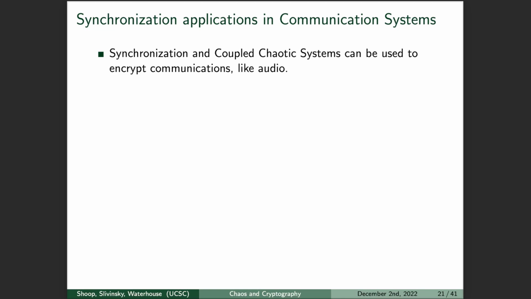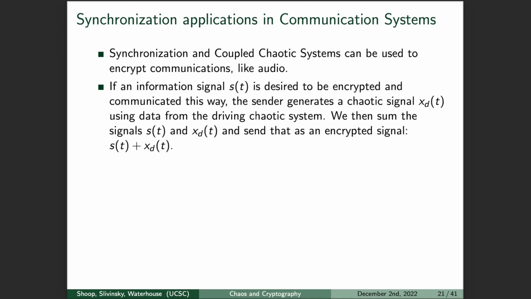Synchronization in coupled chaotic systems can be used to encrypt communications, such as audio. If an information signal S of t is desired to be encrypted and communicated this way, the sender generates a chaotic signal x sub d of t using data from the driving chaotic system. We then sum the signals S of t and x sub d of t and send that as an encrypted signal. This can be denoted S of t plus x sub d of t.